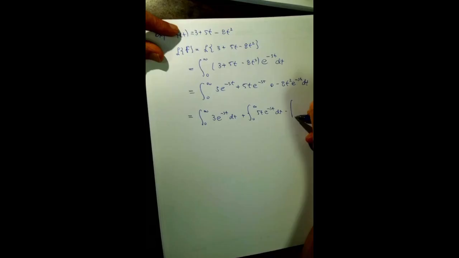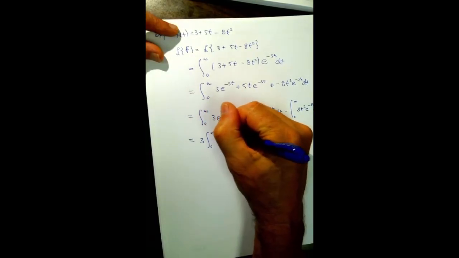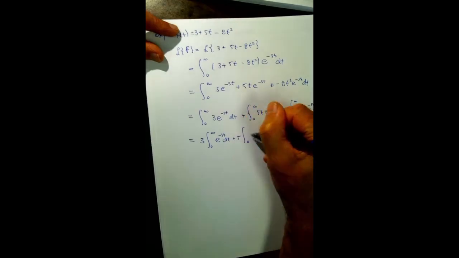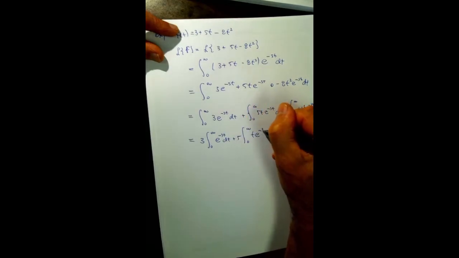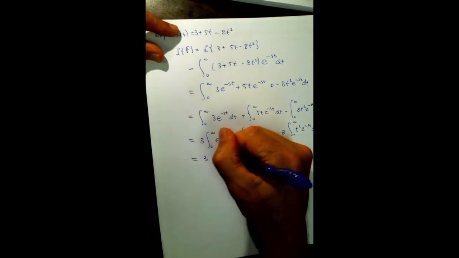Yeah, let me leave it as minus 8t squared e to the minus st dt. And I can pull out these constants. Notice this is just all algebra. I can pull out the 8. And notice now I've done all these things.